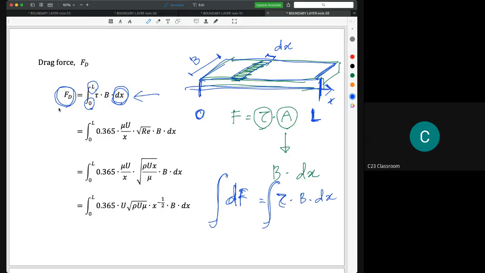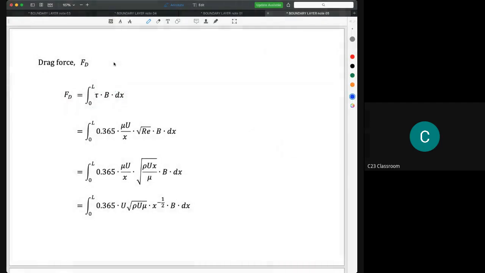Then we solve the problem by integrating this term. We substitute the value of shear stress, which is the value we got previously. B dx is the width and the dx. Because we want to do the integration with respect to dx here, we need to expand the value of the Reynolds number, because the Reynolds number contains x. Dalam Reynolds number juga ada x.